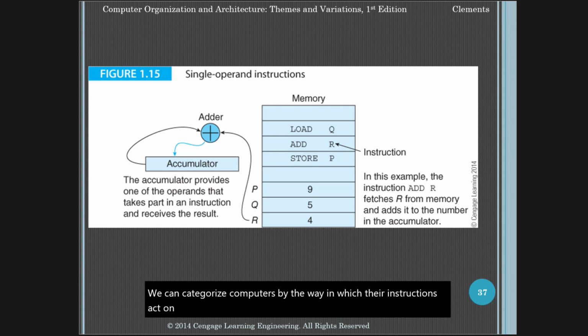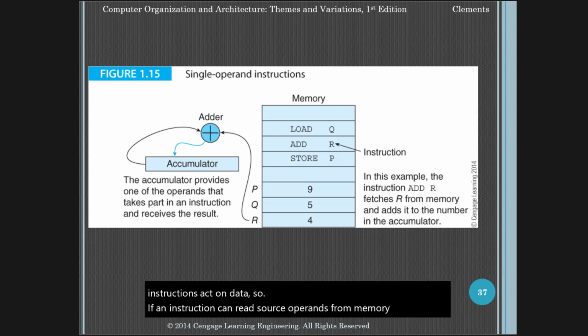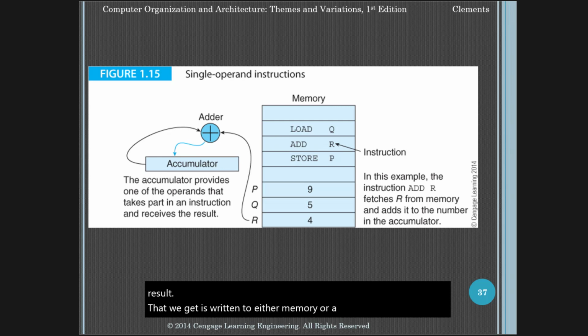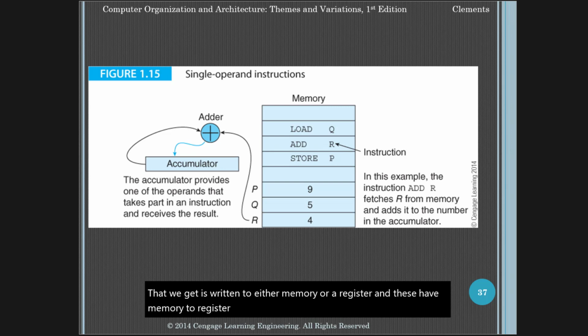If an instruction can read source operands from memory, perform an operation on the data, and store the result in memory, the computer is called memory to memory. And these are computers like the Intel IA32, the 8086, the Pentium, the Core i7. Computers that you're probably already familiar with, you just didn't know it. And these can perform operations on 2 operands where one is in memory and one is in a register. And the result is written to either memory or a register. And these have memory to register or register to memory, depending on how you want to say it, architectures.